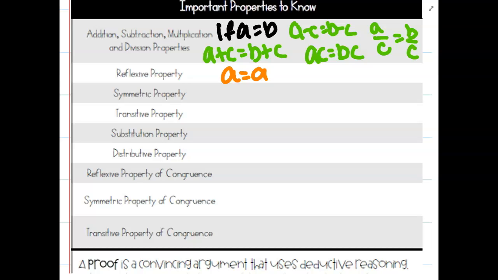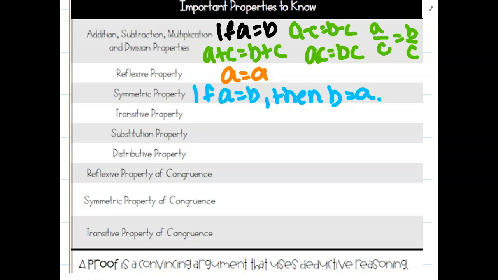We have the symmetric property, which I think is also kind of easy to remember. The symmetric property says if A equals B, then B equals A. And we know that, right? It doesn't matter which side of the equal sign things are on. It means the same thing.